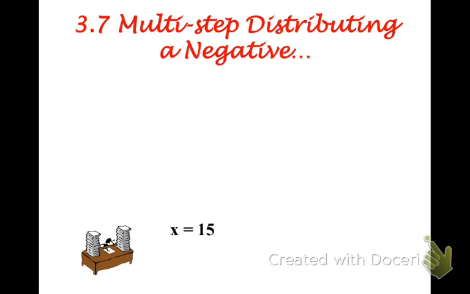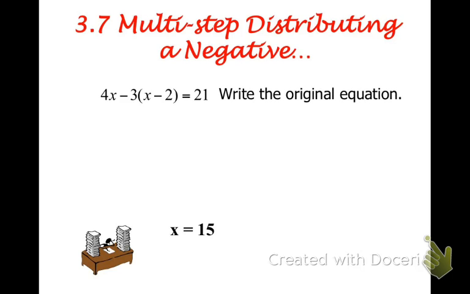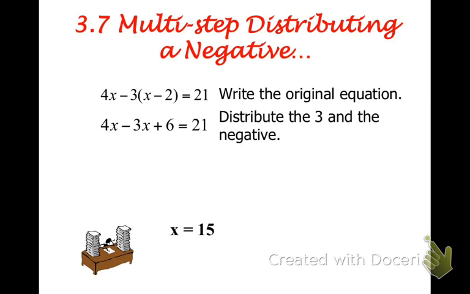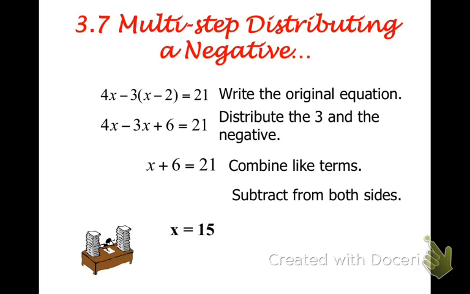In this multiple step, using distributive with a negative, we originally have this problem: 4x minus 3 times the quantity of x minus 2 equals 21. So we're going to be simplifying the left-hand side first, and we talked a lot about what that means. So we're going to distribute the 3, and if you look at the 3, it is a negative 3. So you're distributing a negative 3 to each term inside. You'll combine like terms, subtract, and check your work.